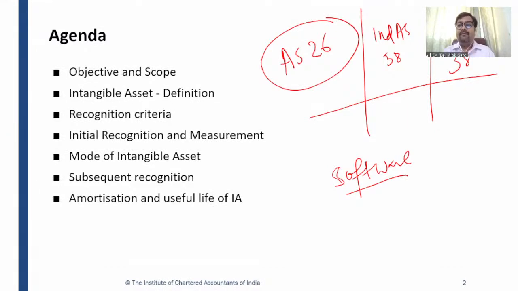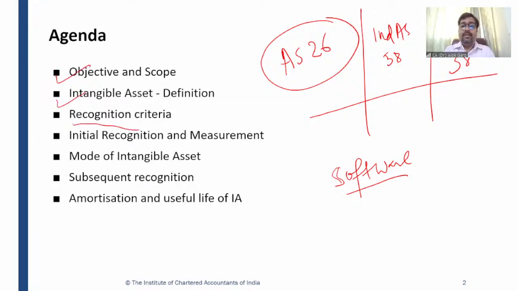first of all, like every standard, we will discuss the objective of this standard, why this standard, and what is the scope of this standard. Then we will talk about the definition of intangible asset, which is utmost important. What is an intangible asset? The definition is very important. Then we'll talk about when an intangible resource will be recognized as an intangible asset, the recognition criteria.